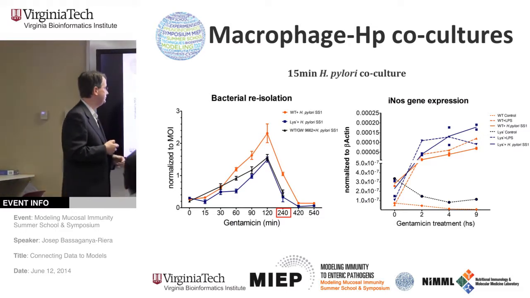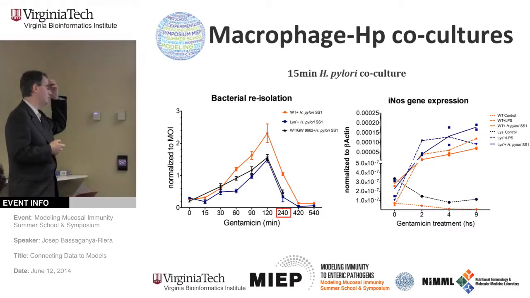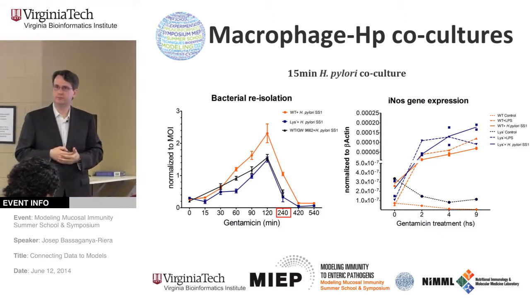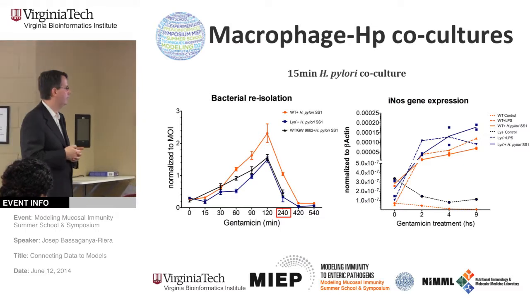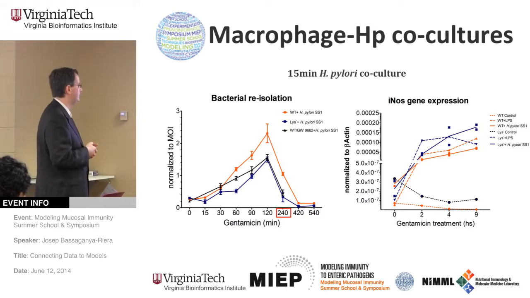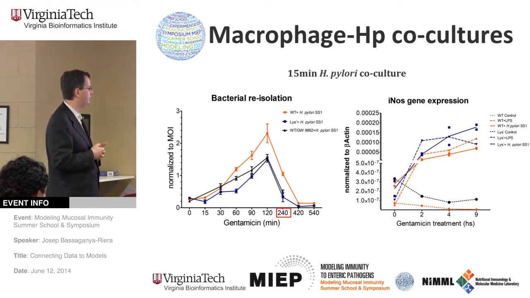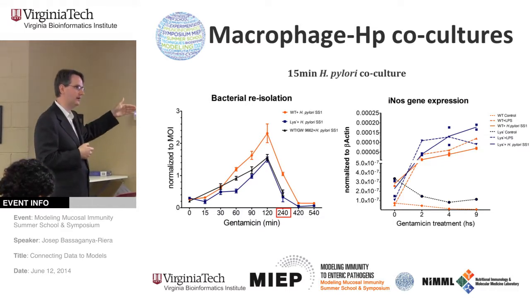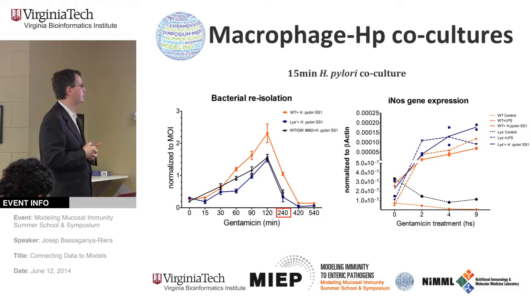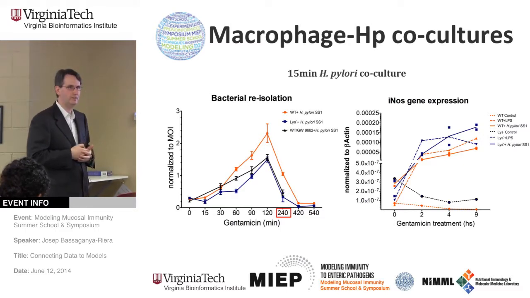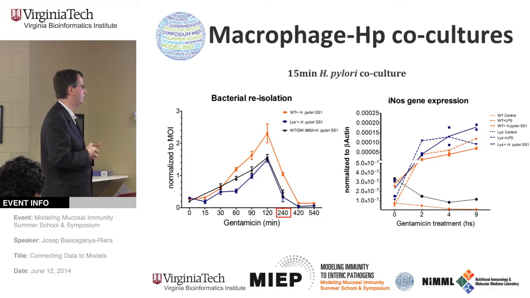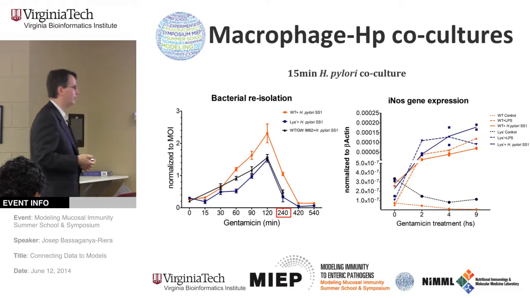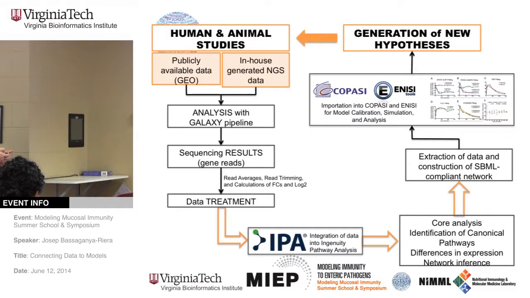The orange line represents H. pylori loads in wild-type mice co-cultured with H. pylori strain SS1. The lysozyme mice or tissue-specific or myeloid-specific PPAR gamma null mice is in blue. And so both at the in vivo level as well as in co-culture studies, the deficiency of PPAR gamma in myeloid cells resulted in lower levels of H. pylori. And this was correlated with increased levels of iNOS in the tissue-specific PPAR gamma null mice.